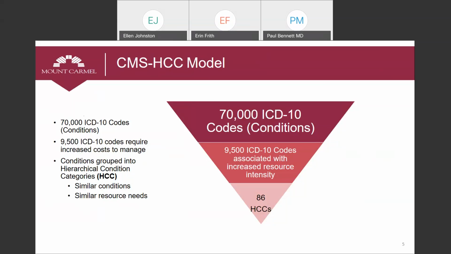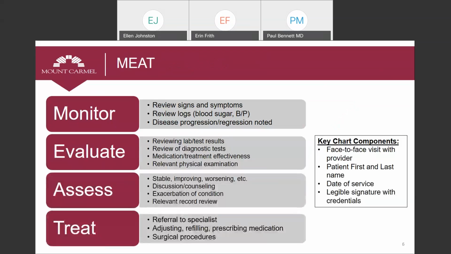For a diagnosis code to be captured on the claim, it must have supporting documentation within the record. An easy way to remember documentation requirements is the acronym MEET, which stands for Monitor, Evaluate, Assess, and Treat. Only one of these elements needs to be present for each diagnosis that is taken into medical decision-making during the visit.